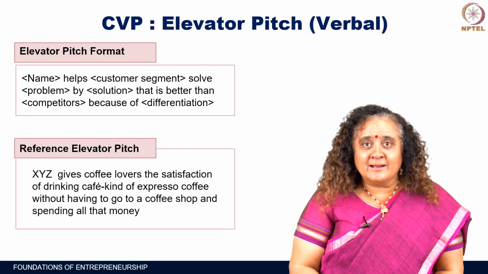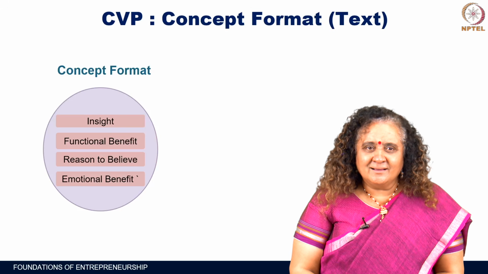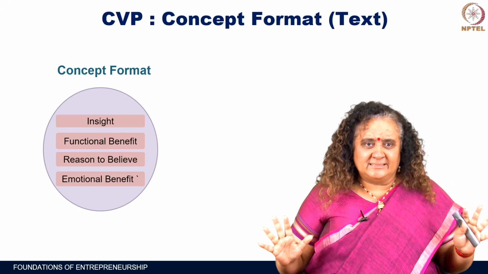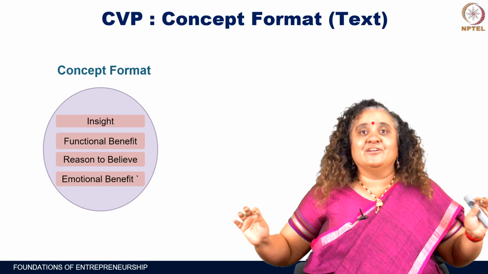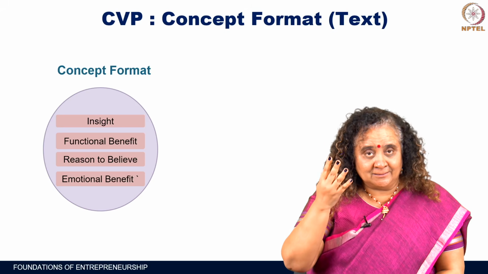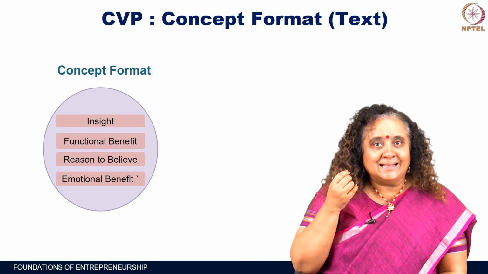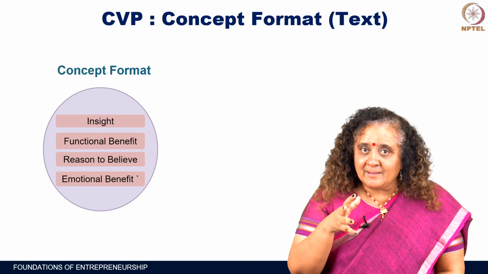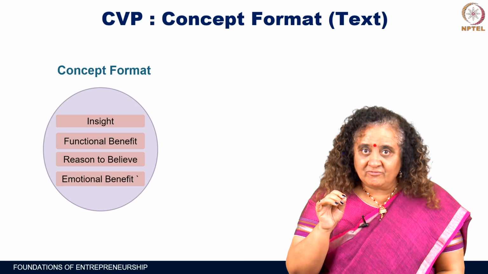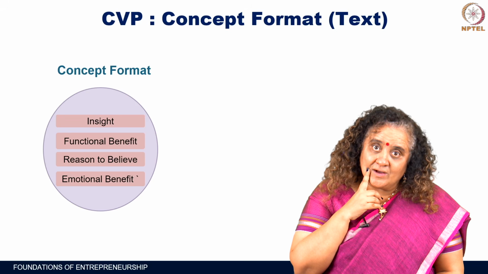So, one format of the customer value proposition is the elevator pitch. Another format is just what I call a concept. It's a written concept, a longhand written concept. Okay, it has 4 inputs in it. I'll come back and explain every one of them. It has an insight, it has a functional benefit, it has an emotional benefit, and it has a reason to believe. An insight is a very tough thing to find.